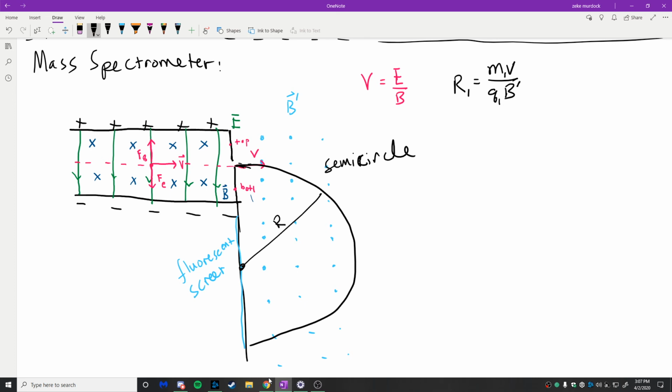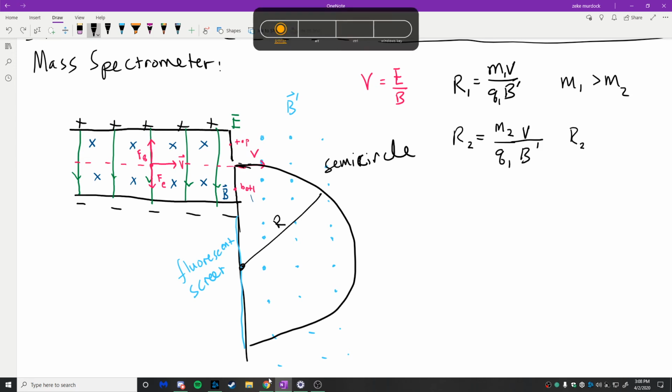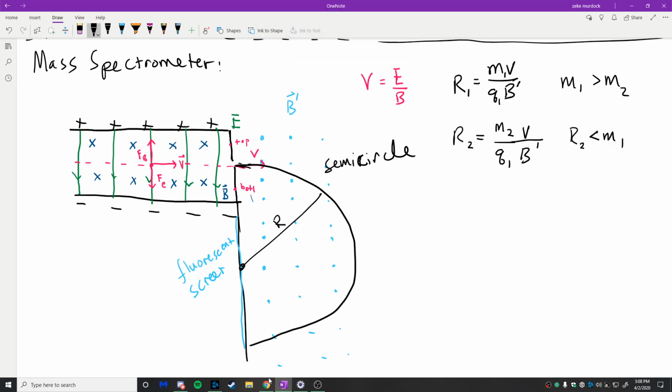What type of circle would it move on if the mass was smaller but the charge was the same? Would it be a bigger circle or a smaller circle? Some people say small, some people say big. What does the math tell you? If V, B prime, and Q1 are all the same, and M2 is smaller than M1, what happens to R2? Is R2 smaller or bigger than R1?